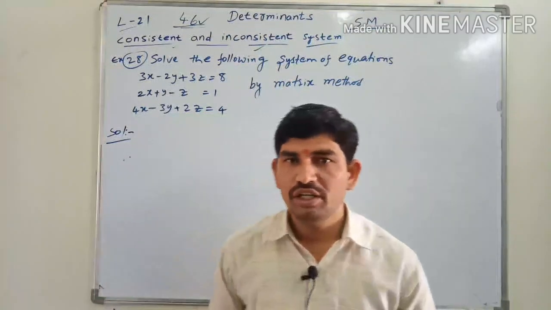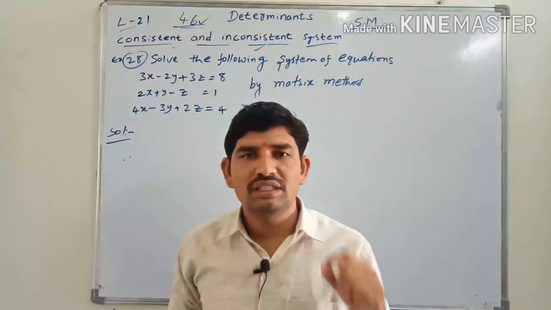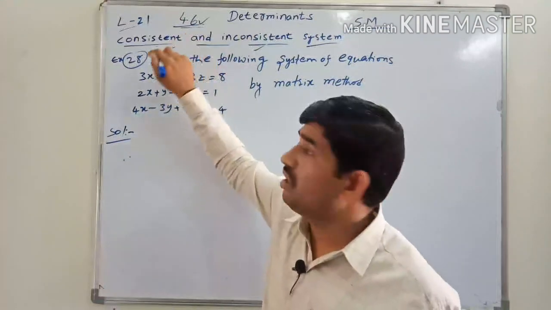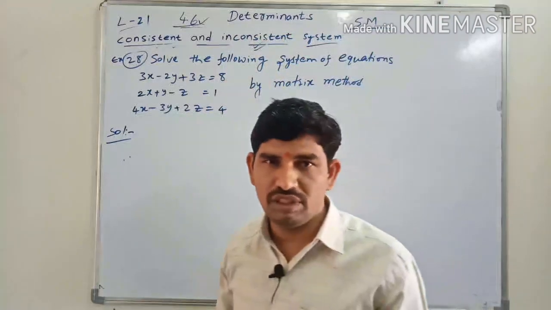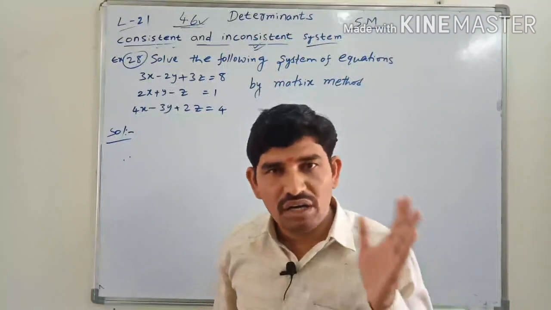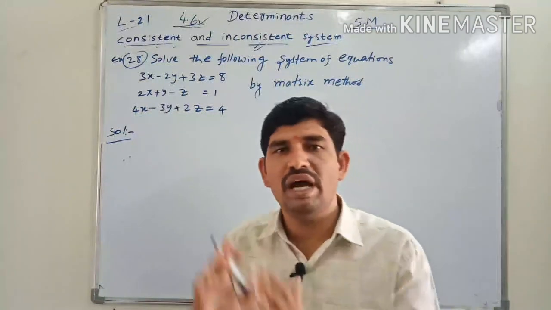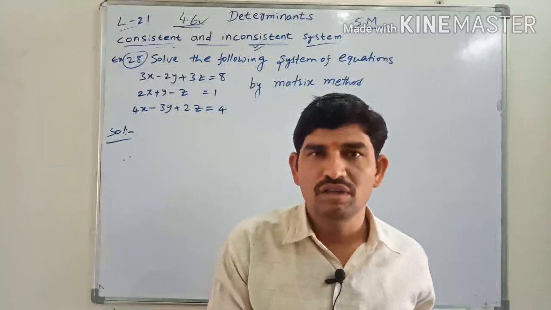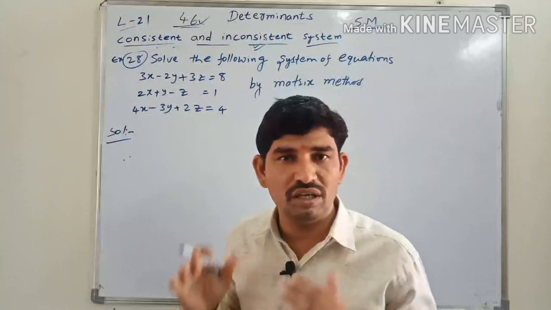Today we are going to continue the chapter determinants. Each and every year, a 5 marks question is asked from exercise 4.6. So what does that concept actually mean? Consistent and inconsistent system of equations. In the last class we already completed how to solve the consistent and inconsistent systems of equations. That concept is already over. Now in this class I am going to continue with some more examples and remaining questions.